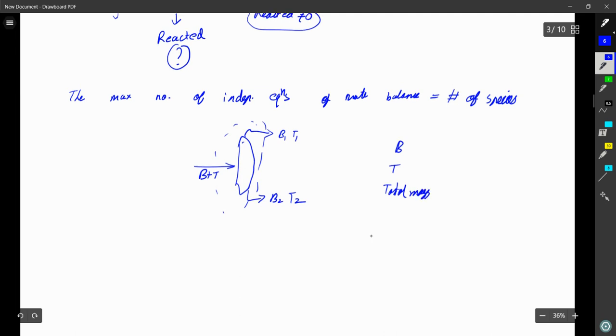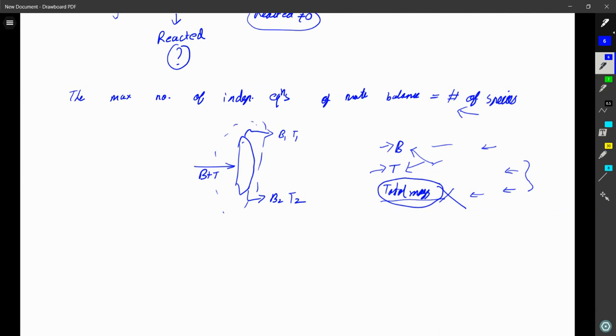But the thing is, what this statement says is the total mass balance will be a sum of the balances of benzene and toluene, and it won't give any extra information. Since there are two species, benzene and toluene, the total mass balance does not give an extra equation. So you can either do benzene and toluene, or benzene and total mass balance, or toluene and total mass balance. But you cannot do more than two on a given species.